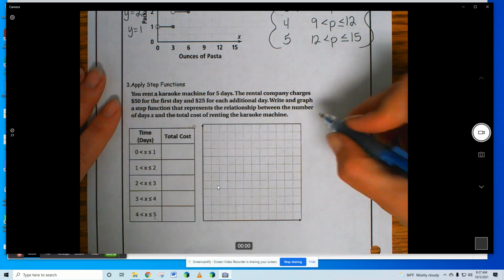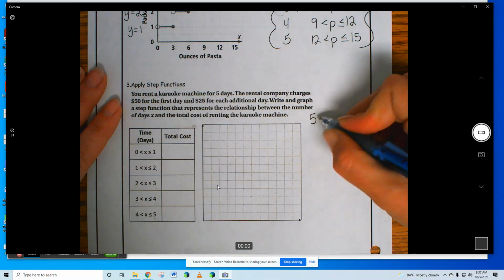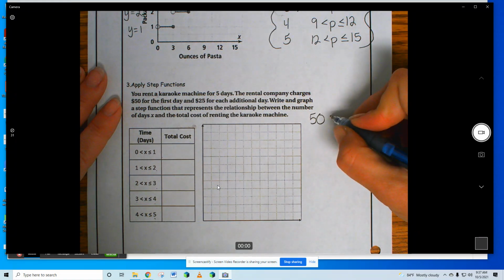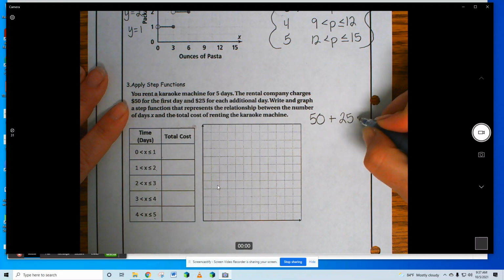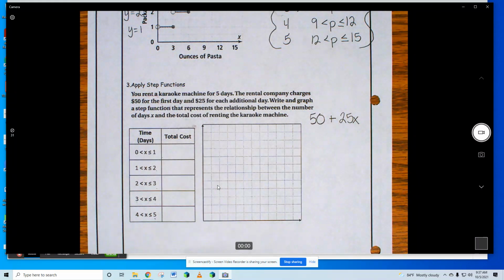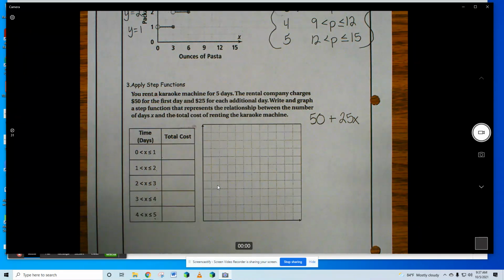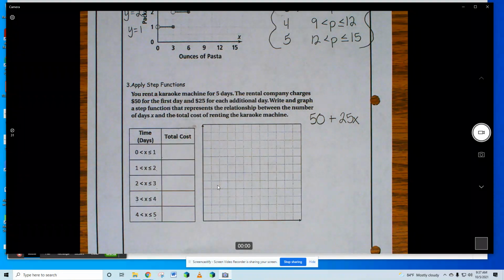First of all, the equation. It's $50 for the first day plus $25 each additional day. 25 times x. The x means how many days. I could even use d, but I don't want to use d because my math equation says x.